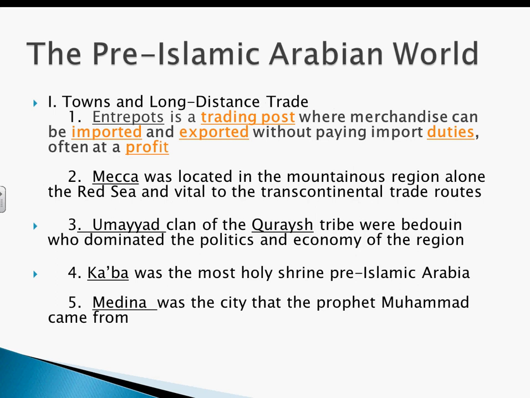Mecca was considered a holy area. The Umayyad clan of the Quraysh were the dominant tribe around Mecca. Kaaba was the most holy shrine there. Medina will be the place that Muhammad will come from.